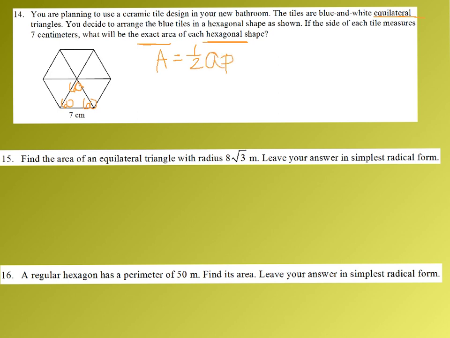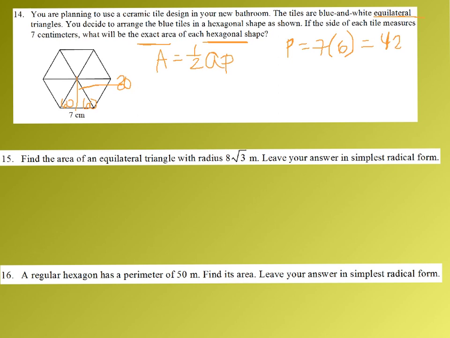Now, we know that the perimeter is 7 times 6. Since the side is 7, then there's 6 sides. So our perimeter is equal to 42. So I just need to find the apothem. If I erase this, and I draw my apothem coming down here, then this angle right here is half of 60, so that's just 30. And I can use a function to define what my apothem is.